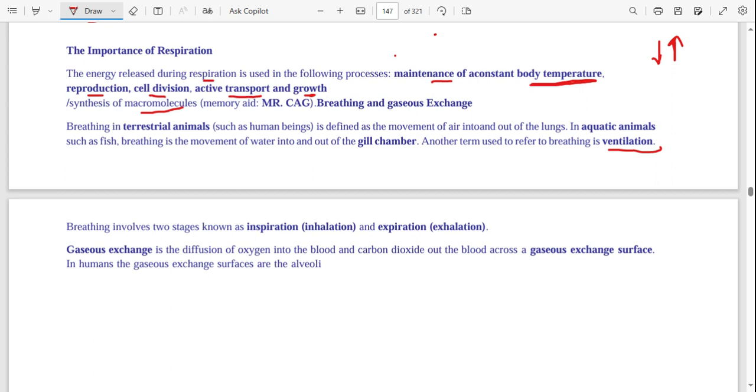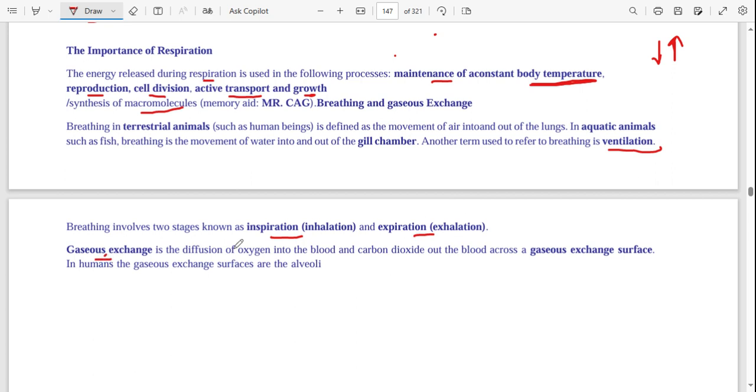So in us as humans, we take in air and remove air. But fish do their respiration by using water. They take in water, the water is exchanged and then goes back like that. And breathing involves two steps. There is inhalation or inspiration, breathing in, and expiration or exhalation, breathing out.